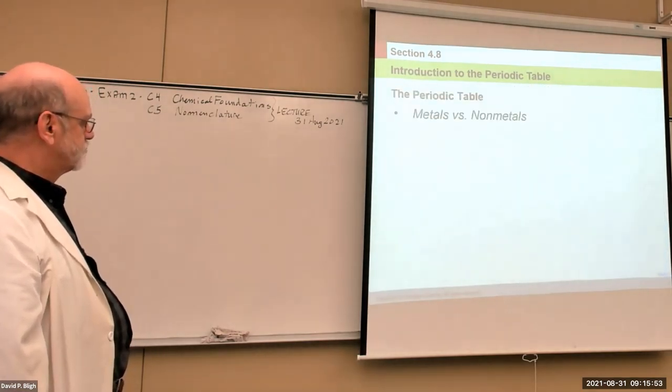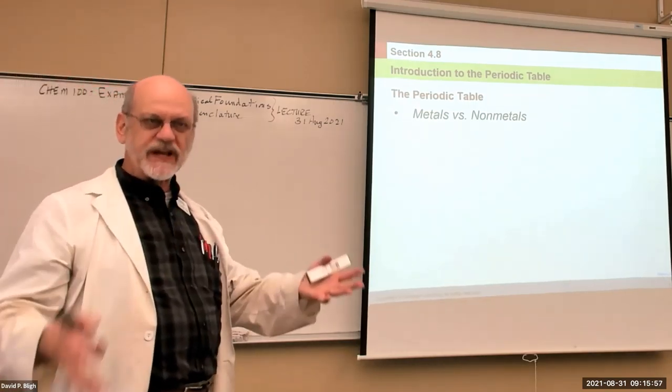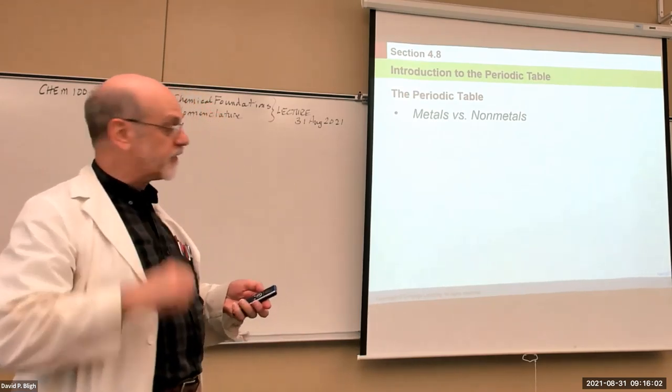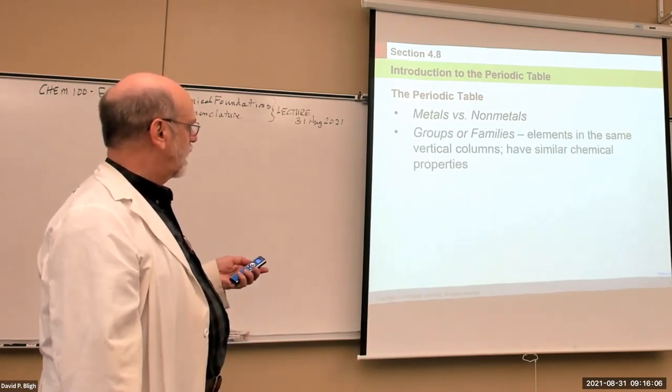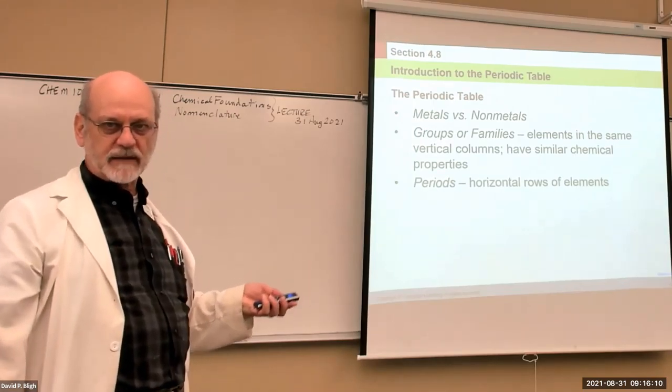Okay. So the periodic table can be subdivided into various regions and groups and periods for that matter. And we'll define what those are: metals versus non-metals, groups and periods. Okay, let's move on to the table and make more sense.